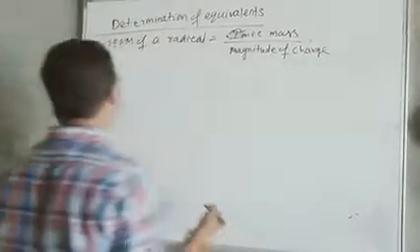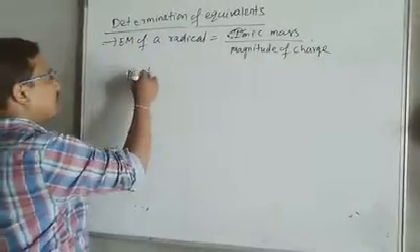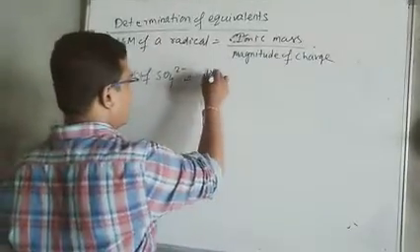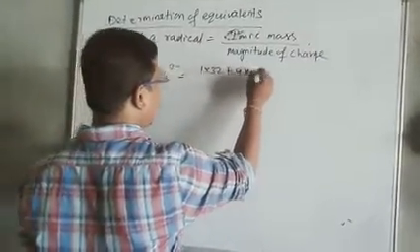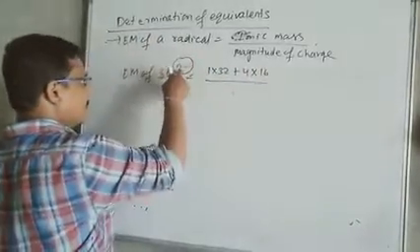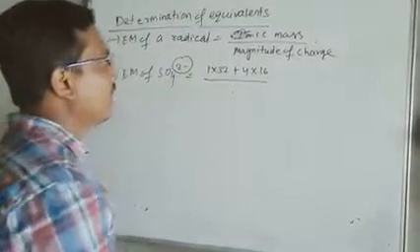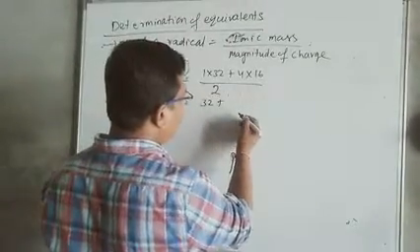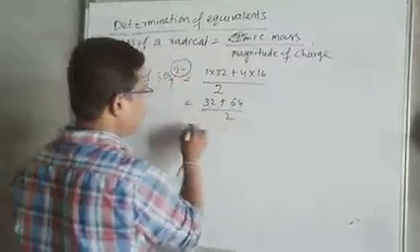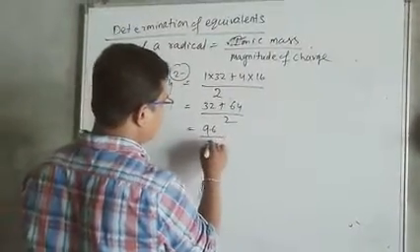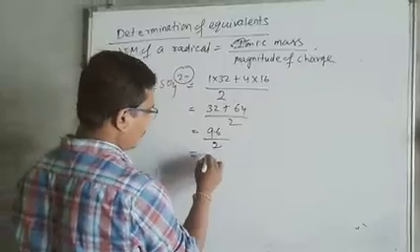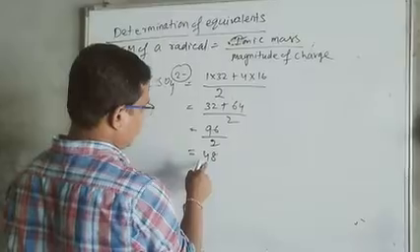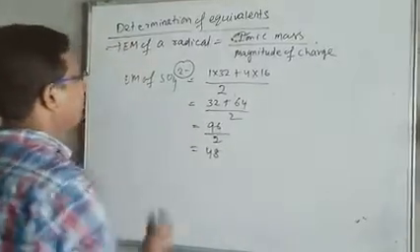Let me explain. Equivalent mass of SO4 2 minus. Ionic mass is 1 into 32 plus 4 into 16, divided by the magnitude of charge. Since 2 minus is present, the magnitude is 2. That means 32 plus 64 is 96, divided by 2, that is 48. 48 is the equivalent mass of SO4.